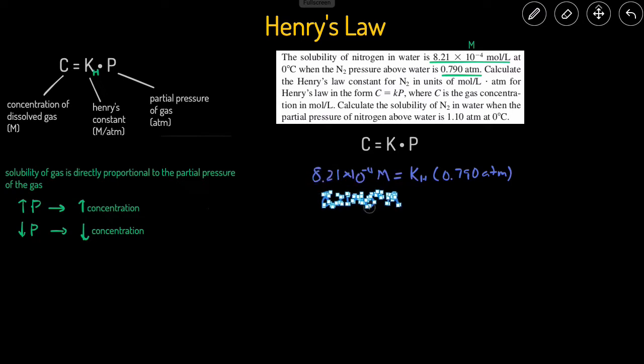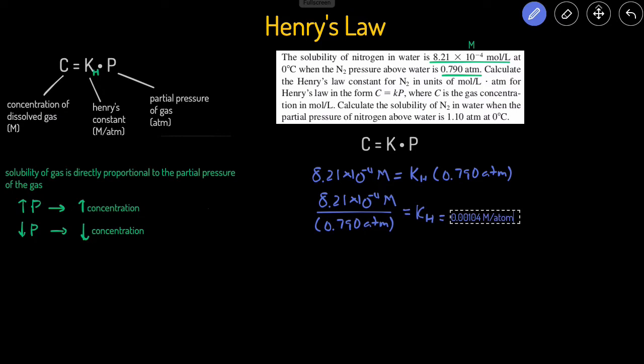So we'll take this number and then divide it by the pressure, and that'll leave us with the Henry's law constant, which is equal to 0.00104 molar per ATM. So now that we know the Henry's law constant, we can answer the second part of the question.